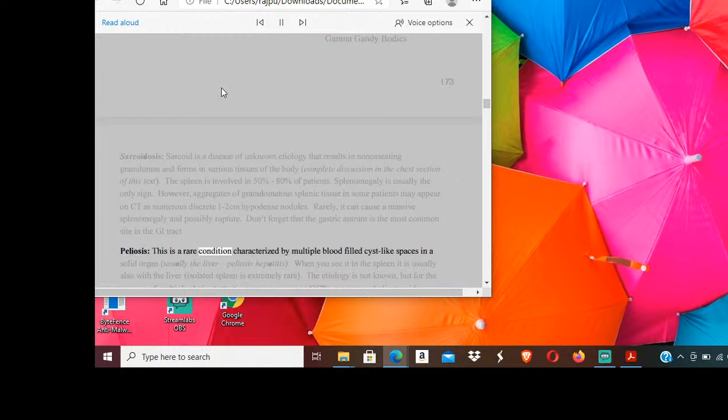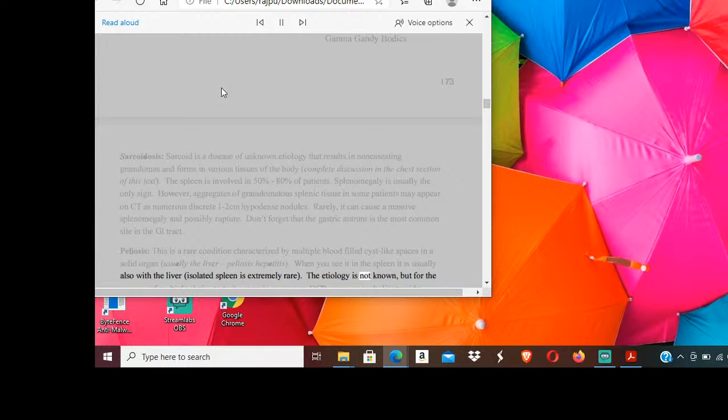Peliosis. This is a rare condition characterized by multiple blood-filled cyst-like spaces in a solid organ, usually the liver. Peliosis hepatis. When you see it in the spleen, it is usually also with the liver. Isolated spleen is extremely rare.